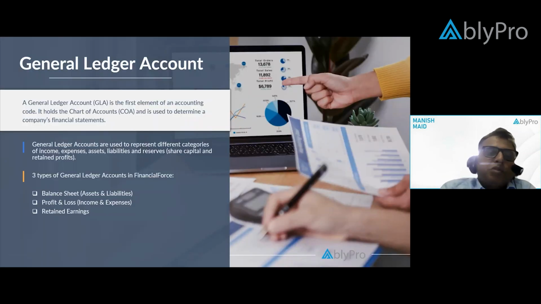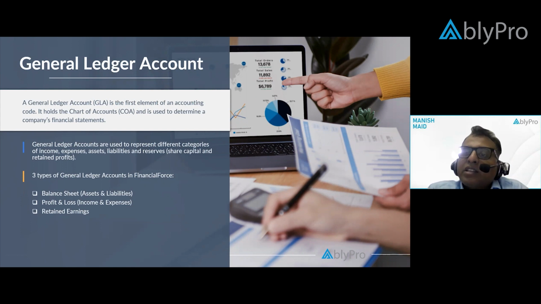So now let's move to the journal ledger account. As per the definition which we have written here, a journal ledger account is the first element of an accounting code. It holds the chart of account and is used to determine a company's financial statement. Whenever we have to create a chart of account, it is nothing if there is no journal ledger account. Chart of account is just a structure. So every chart of account needs journal ledger accounts, which we are creating in the system.